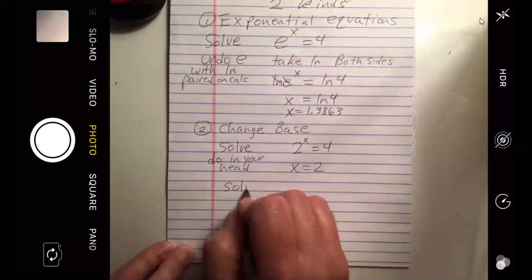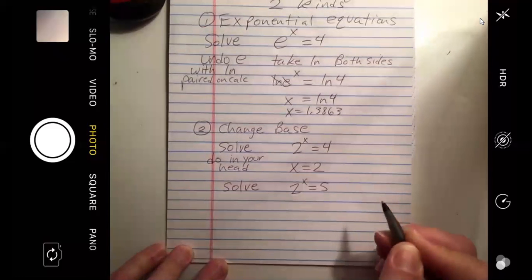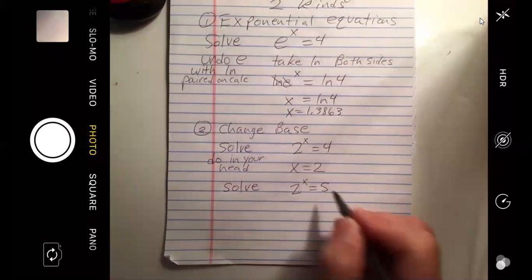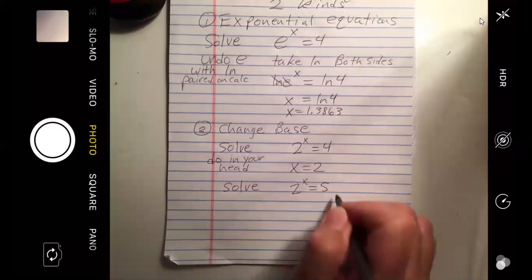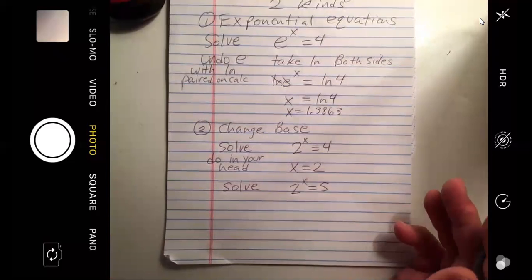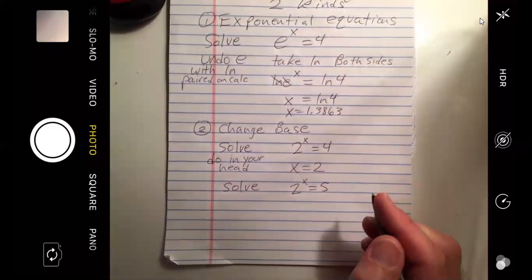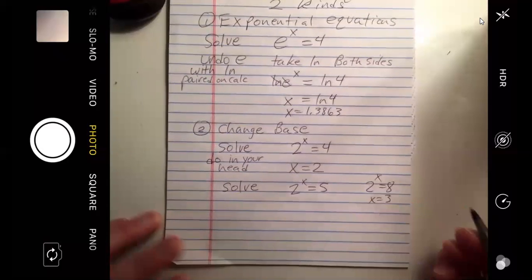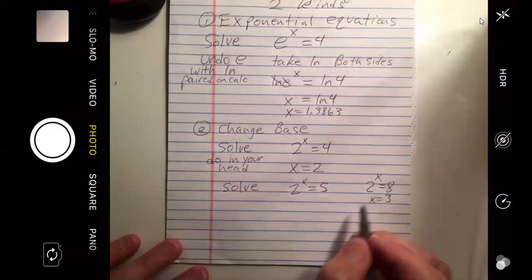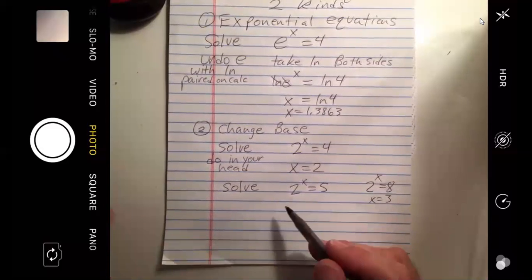So let's change the 4 to a 5. There's no clean whole number that would give you 2 to a power equal to 5. The next one would be 8: 2 to the x equals 8, and your x would be 3. You can do that in your head. But you have other numbers between 4 and 8 or whatever, 2 to the x equals 7, 2 to the x equals 9.